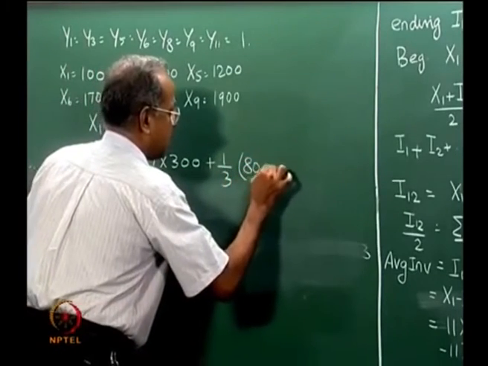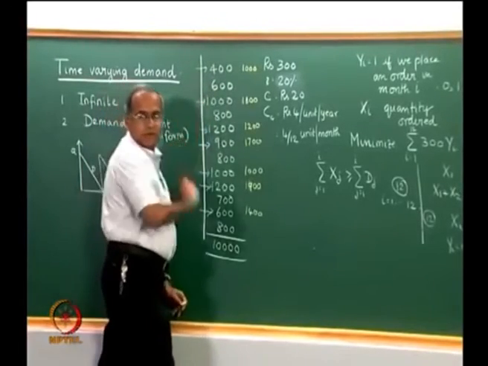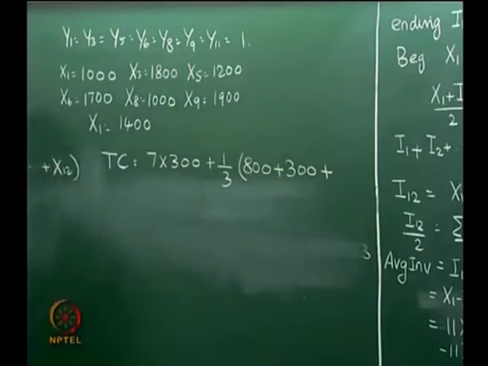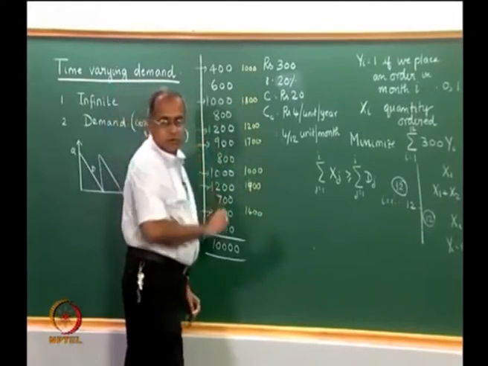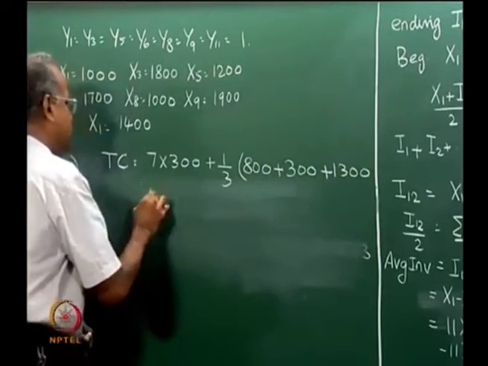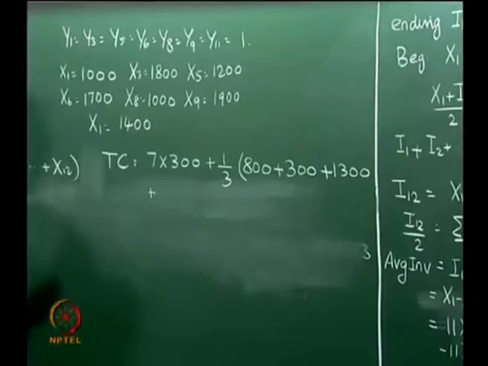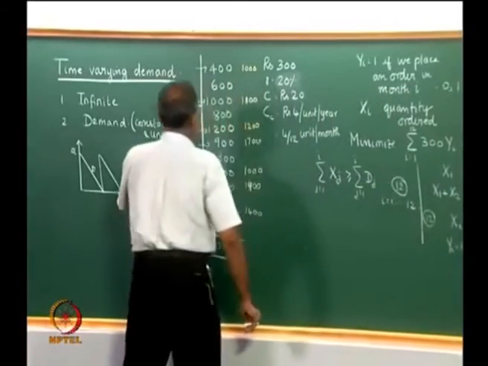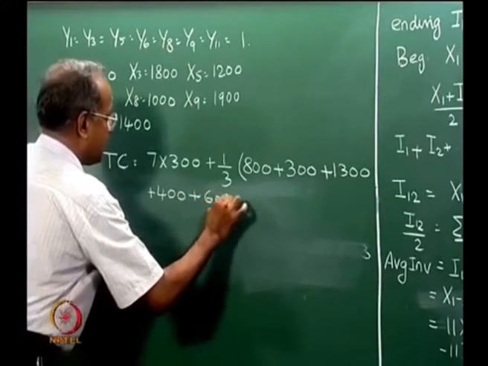800. Second month beginning inventory is 600, ending inventory is 0, so average inventory is 300. Third month beginning inventory is 1800, ending inventory is 800, so 2600 divided by 2 is 1300. Fourth month beginning inventory is 800, ending inventory is 0, so you get 400. Fifth month 1200, ending inventory is 0, so we get 600.